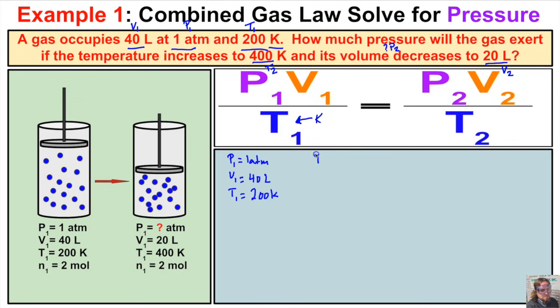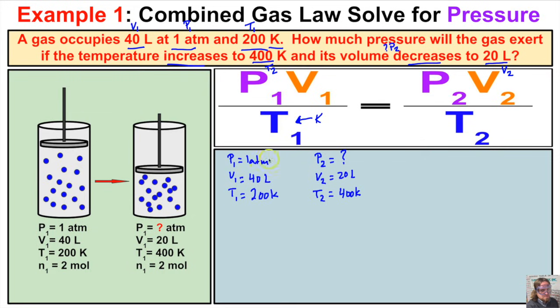Furthermore, let's figure out what's happening here. Let's figure out P2, V2, and T2. The pressure is what we're trying to find. We're trying to figure out the new pressure of this gas when the volume is decreasing to 20 liters. So the volume over here is going to be 20 liters. If we take a look at T2, it looks like the temperature is increasing to 400 K.